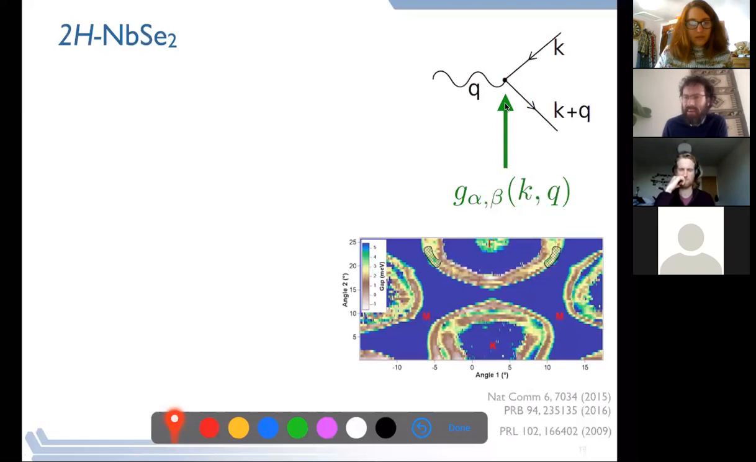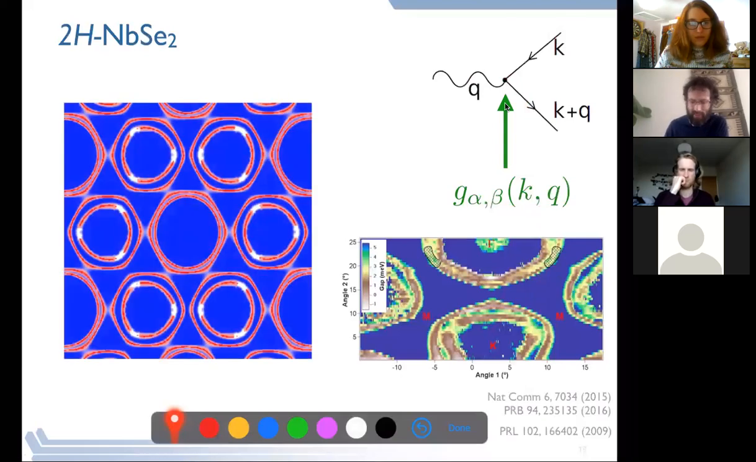You can write down the Hamiltonian for niobium diselenide, simplify it as far as you can, and put in the shape of this electron-phonon coupling, and then calculate what you would see in an experiment if you tried to do this experiment on it. So that's what we did. And here you go, that's the result.